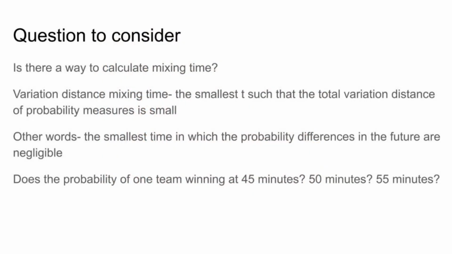So the question I chose to consider, which is very simple on the outside but very complicated on the inside, is: is there a way to calculate mixing time? What is mixing time? Well, variation distance mixing time, which is a more complicated way of saying it, is the smallest time t such that the total variation distance of a probability measure is small. In other words, what's the smallest time in which probability differences in the future are negligible?